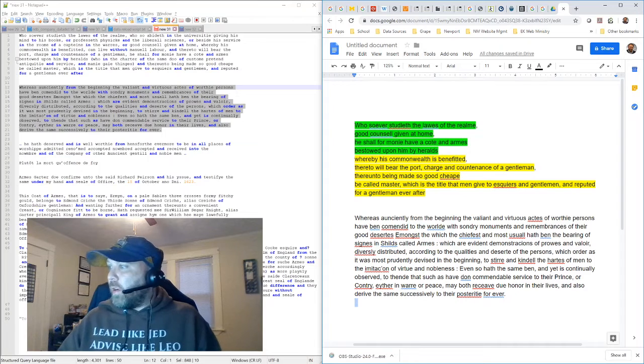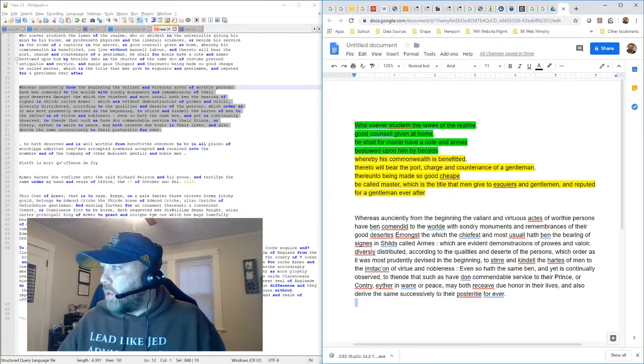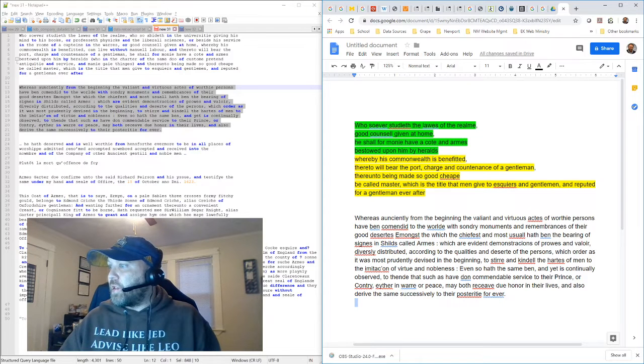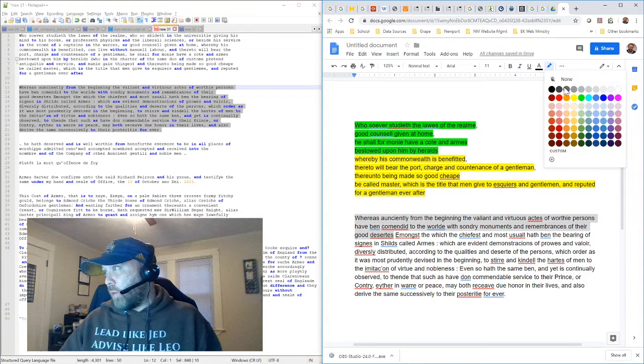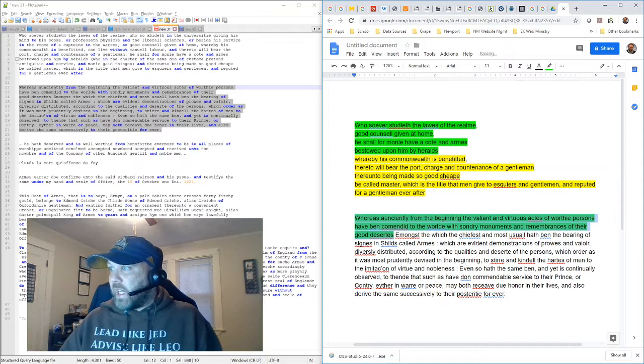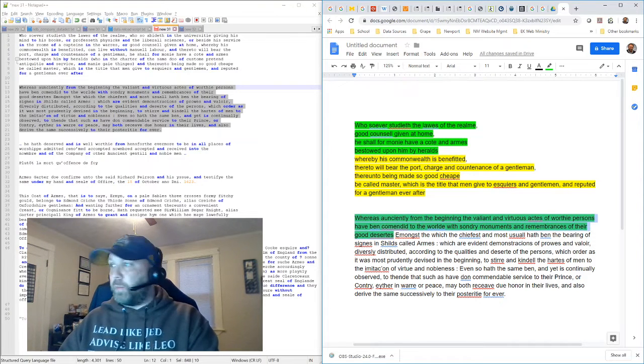Alright, so: whereas anciently from the beginning the valiant and virtuous acts of worthy persons have been commended to the world with sundry monuments and remembrances of their good deserts. I'm not sure about that last word. It says deserts, but I'm suspecting that's not the right word. But that's coming because I like that. In fact, I'm just going to move that right up into my bullet points where they already are.